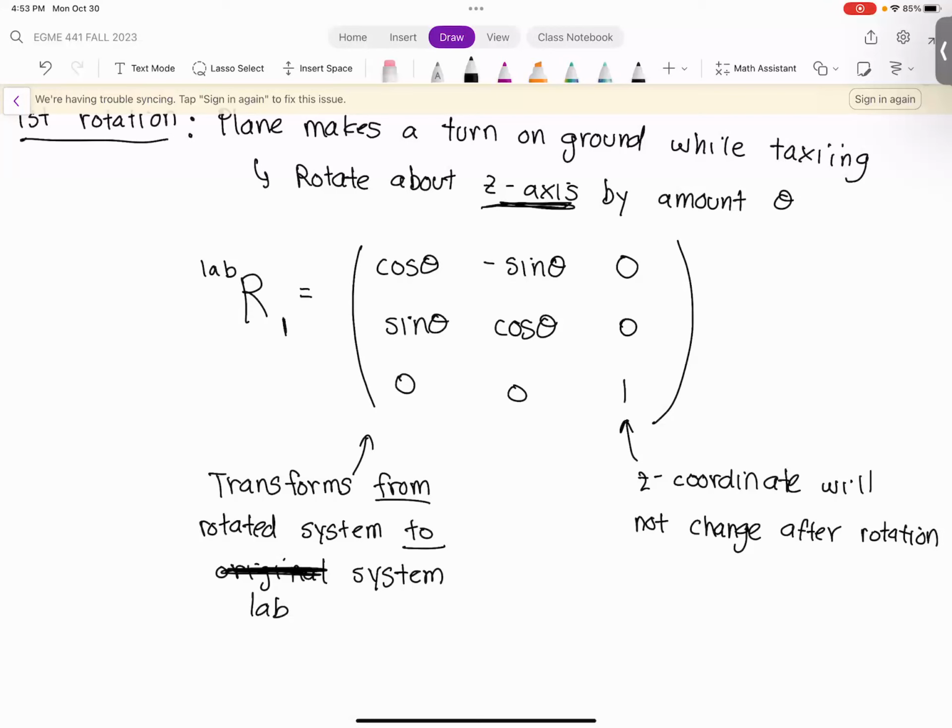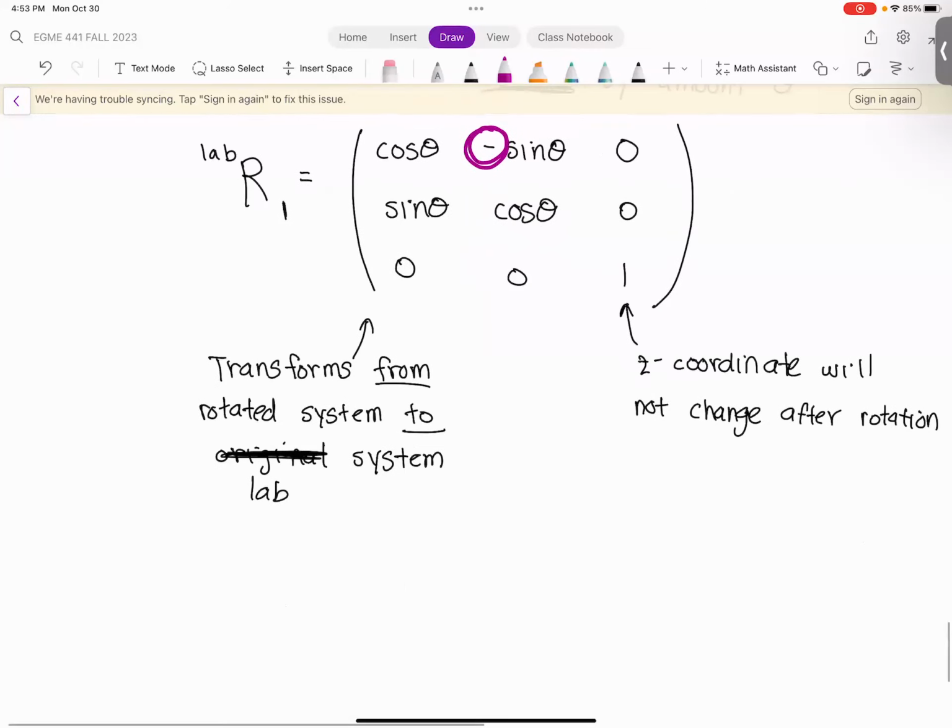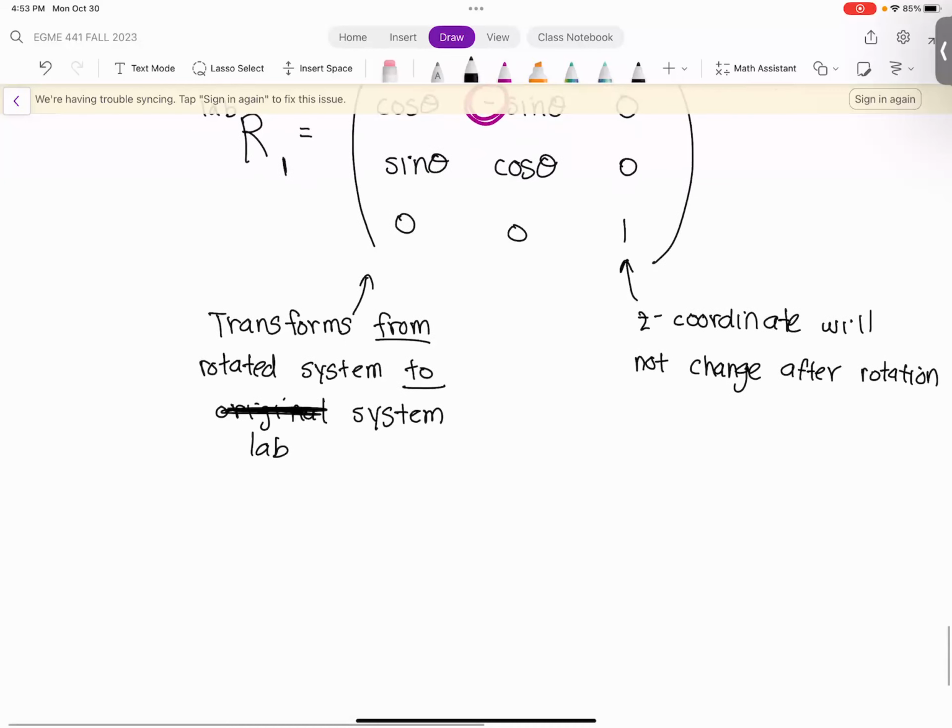Any questions on how we obtained this matrix here? Okay. Before I move on, I want to make a couple of comments about the position of this negative, because the position of that negative is actually quite important. In this case, we put the negative in the top right. Let me give you another interpretation of the transformation matrix.